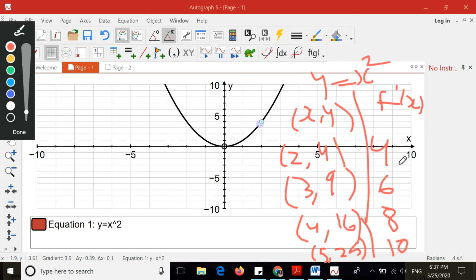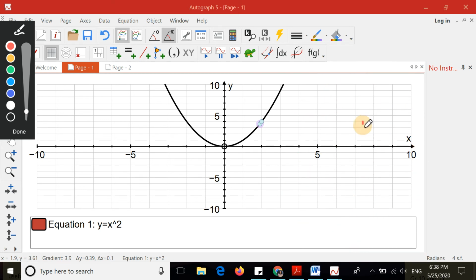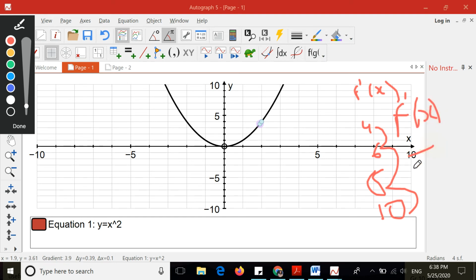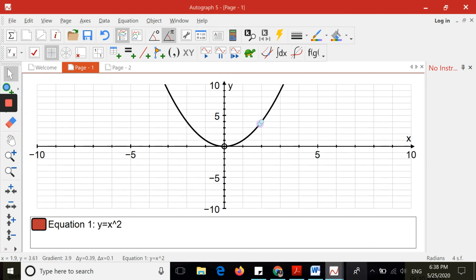Now pause the video here and try to see what the relationship is. Can you find a general rule? I'm assuming that you are back after you took the pause. If you look at 4, 6, 8, and 10, the y dash values, or f dash values, we can see this is a linear pattern, increasing by 2. So f dash x is equal to 2x. So if you have x squared, then the derivative is 2x. So hopefully you found this general rule.